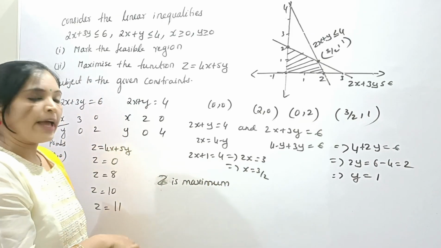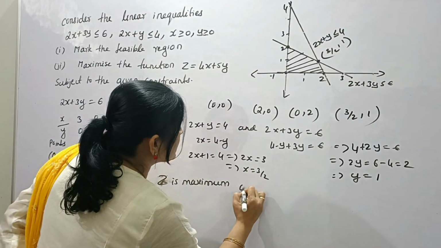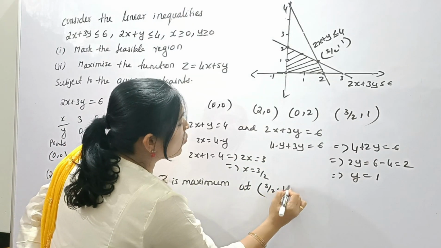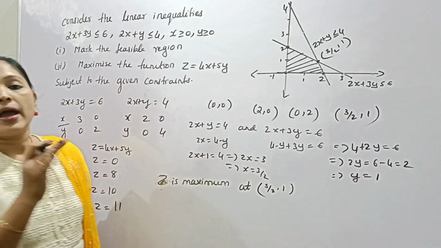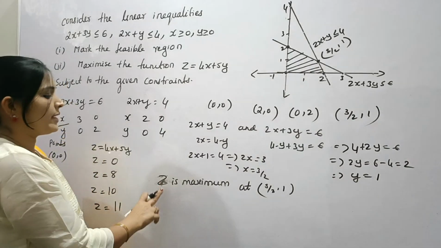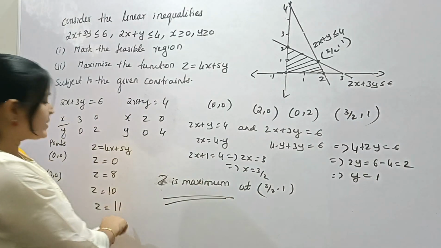What is the maximum value? 11. Okay? So z is maximum at the point, what is the point? 3 by 2, 1. Or we can say, when x is equal to 3 by 2, y is equal to 1, z is maximum. And maximum value is 11.